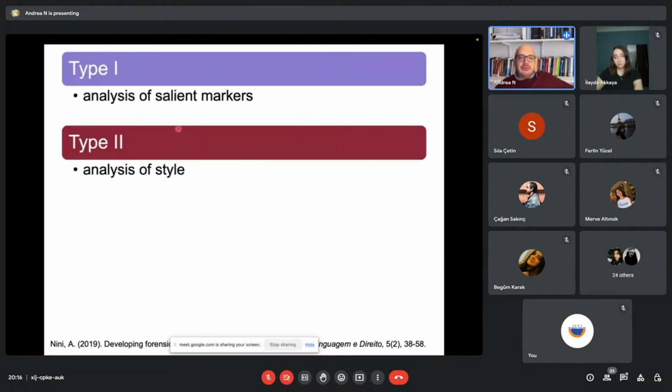And so if we cannot really do much with type 2, this is the reason why most linguists today use type 1 to analyze text, I mean for profiling. And the problem with type 1 is that it's heavily reliant on the subjective analysis of a linguist.